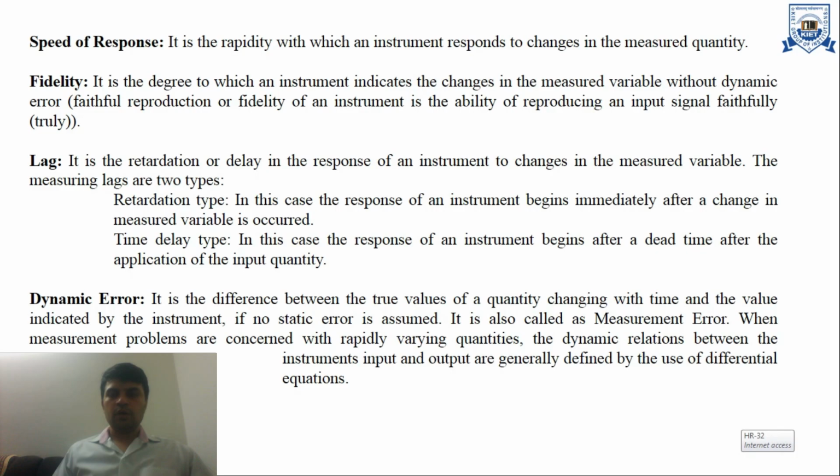When measurement problems are concerned with rapidly varying quantities, the dynamic relationship between the instrument's input and output is generally defined by the use of differential equations. In this case, we define dynamic error with some type of differential equation. This is all about static characteristics and dynamic characteristics of an instrument.